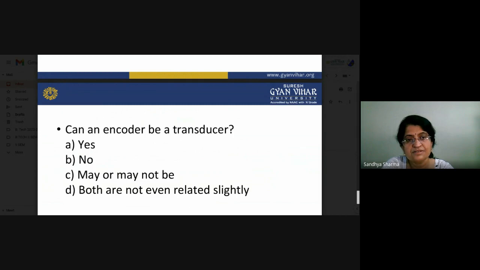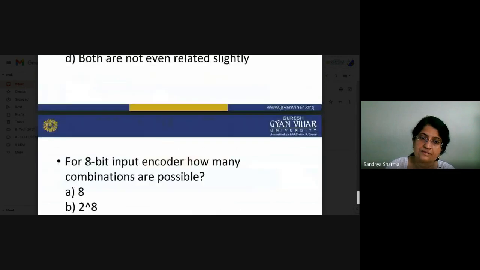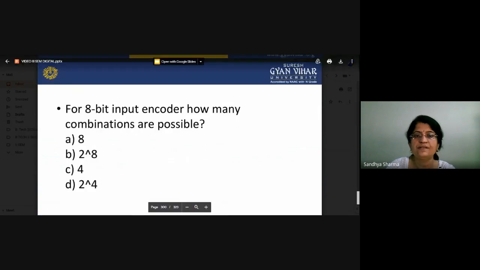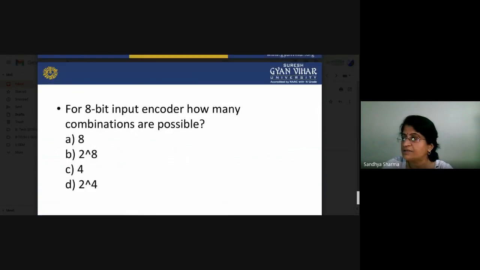Now what will happen? There are multiple input lines, and according to that we select at the output lines. Now again, an 8-bit input encoder: how many combinations are possible? There is basically an 8-bit code, so 2 to the power 8. According to that, you can design the possible combinations.